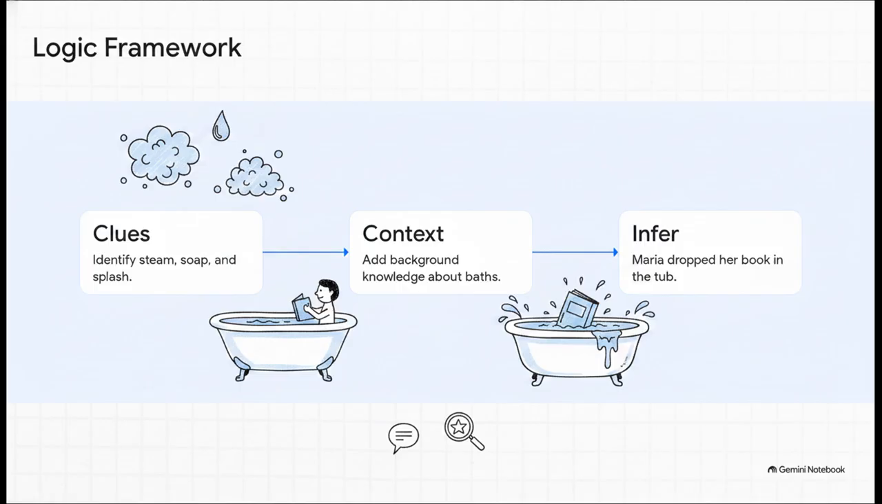So if we use our frame, it sounds exactly like this. We observe steam, soap, and a splash. We infer Maria dropped her book in the bathtub because people use soap in steamy bathrooms, and dropping a solid object in water makes a splash. Notice how we cited our evidence to prove our inference?